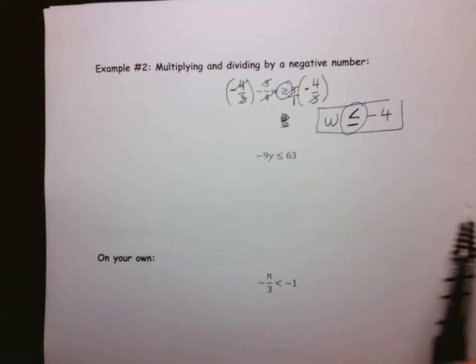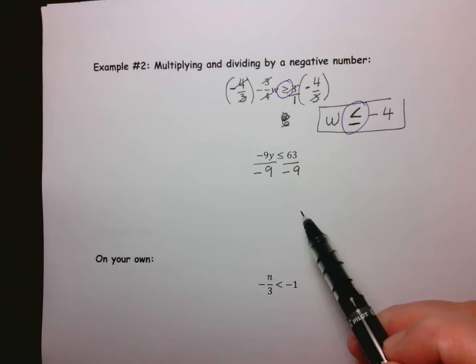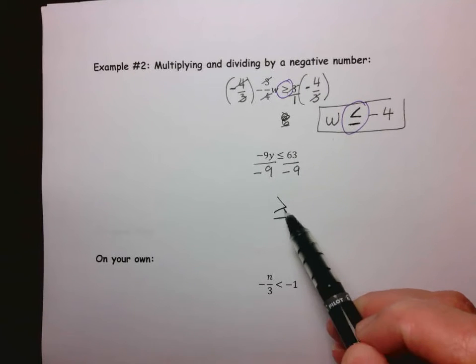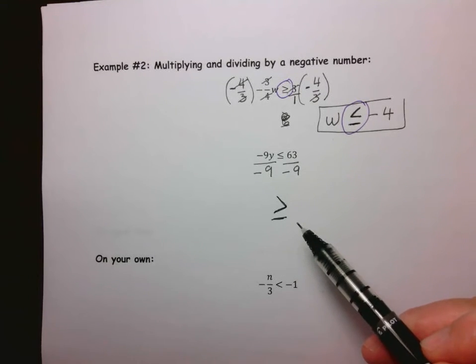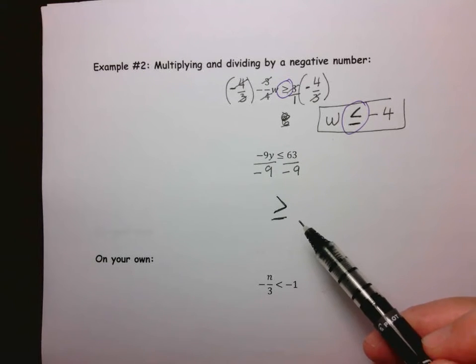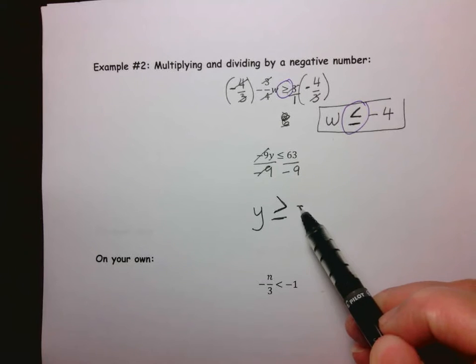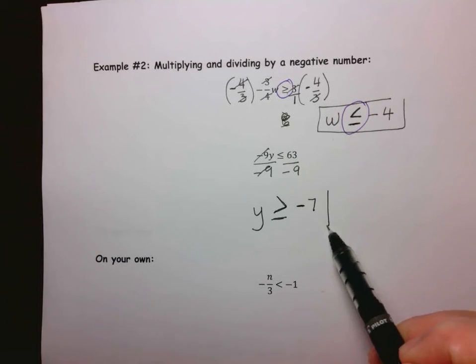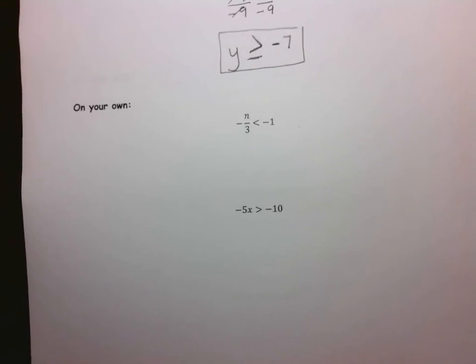And finally here, I'm going to divide both sides by a negative number. Because I divided both sides by a negative number, I need to flip the sign. Flip the sign first. Write the sign down flipped. That becomes 1y and -7. Okay, go ahead and hit pause and work out these on your own.